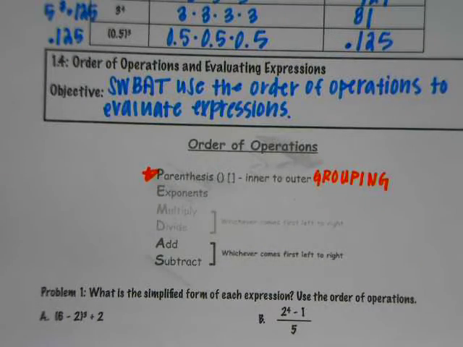So absolute value would be in that category. And also, one that kind of messes people up, fractions are kind of in that category. So fractions themselves are division, but when you have a big fraction, there is implied grouping on the top, grouping all the stuff in the numerator together, and on the bottom, grouping all the stuff in the denominator together. Okay, so you have to get those down to one number first before you can finish it off with that division.